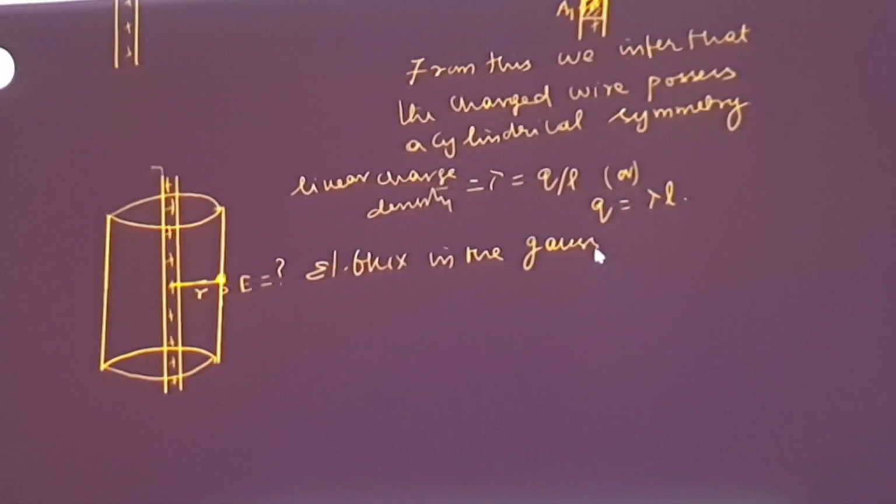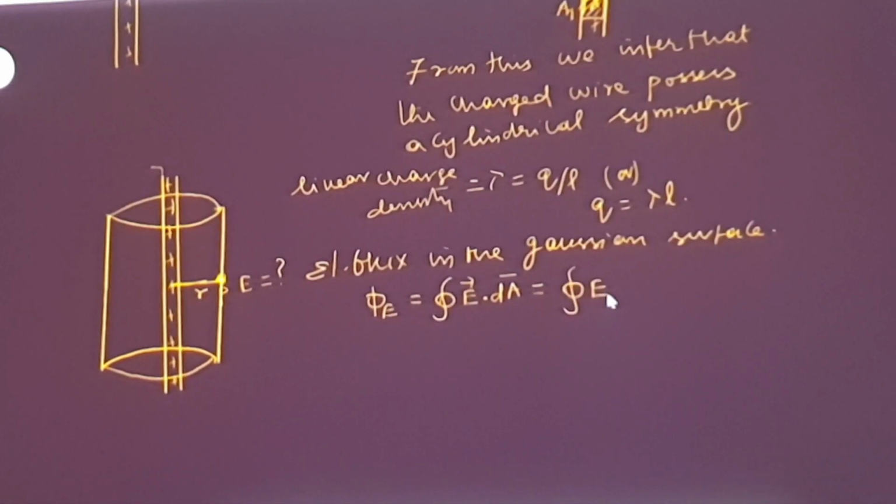What is the electrical flux through the Gaussian surface? The Gaussian surface is an imaginary closed surface. As we know, the electrical flux is given by the formula phi E is equal to the closed integral of E vector dot dA vector, or I can write the closed integral of modulus of E vector, modulus of dA vector, into cosine of that angle, cos theta.